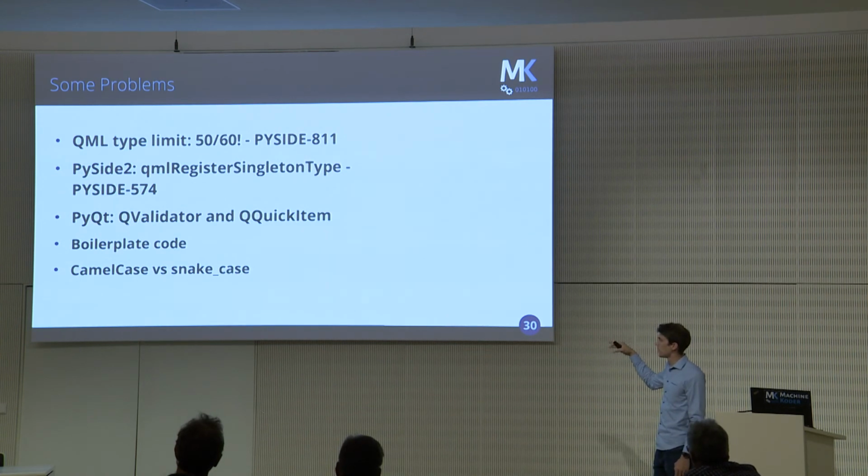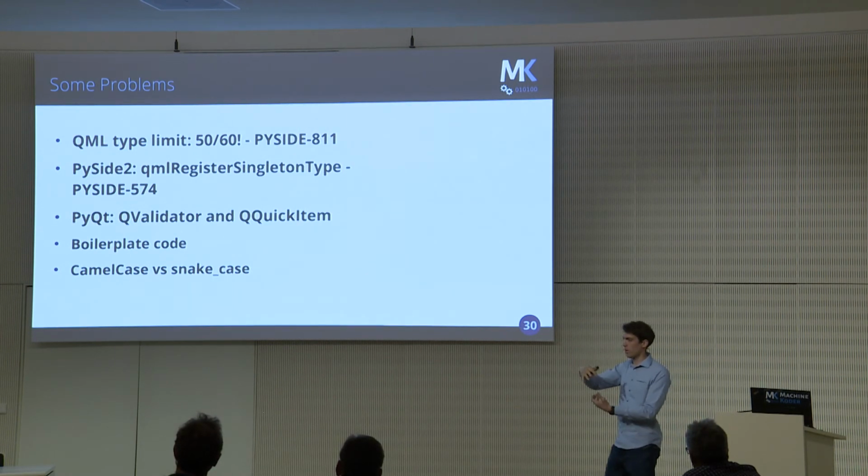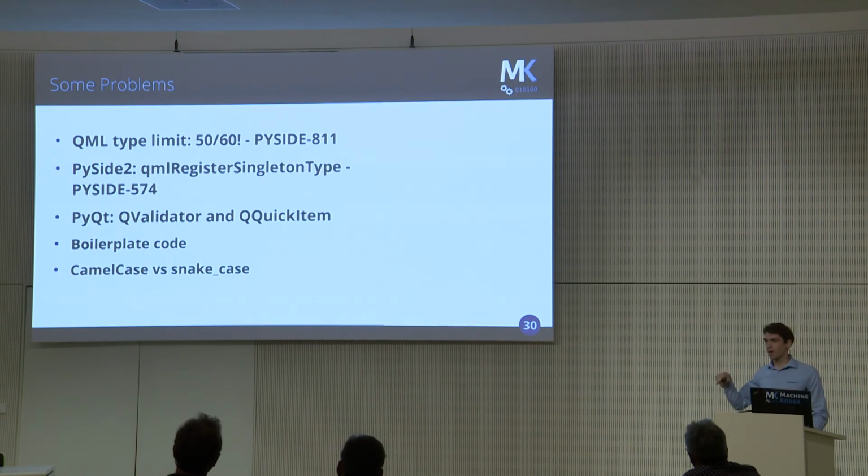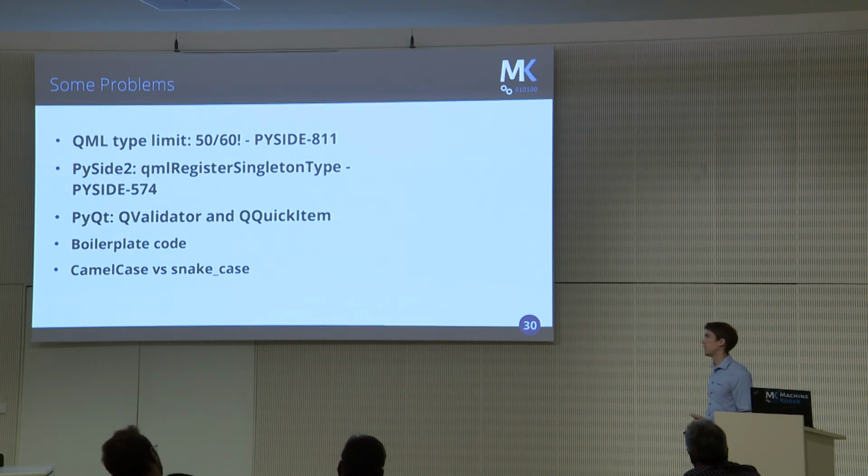Another smaller problem is that boilerplate code is needed to create properties. When you write a Qt Python class, it looks a little bit ugly compared to other Python code because you have to create the signal, create the property and so on. It would be nice to have a wrapper that automatically creates it. And there's this whole camel case versus snake case discussion, which I will not get into, but my recommendation: use camel case when you use the Qt classes with Python. Use snake case whenever you do not. So that is PEP compliant, basically.